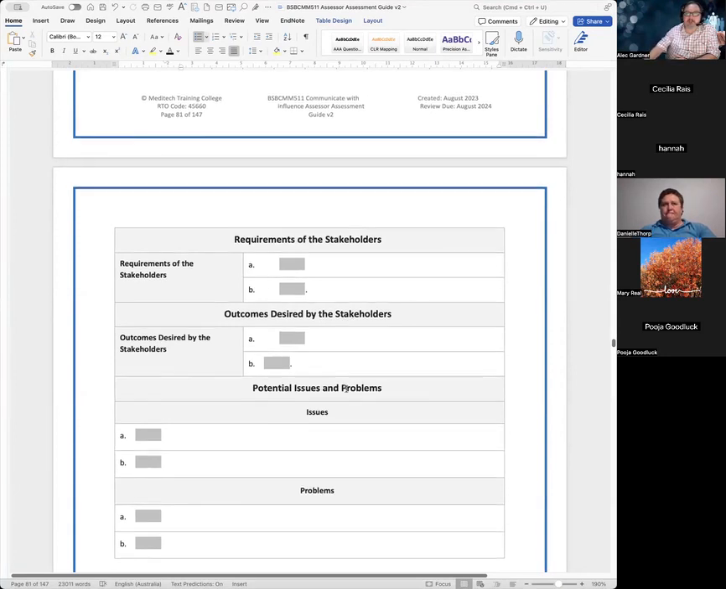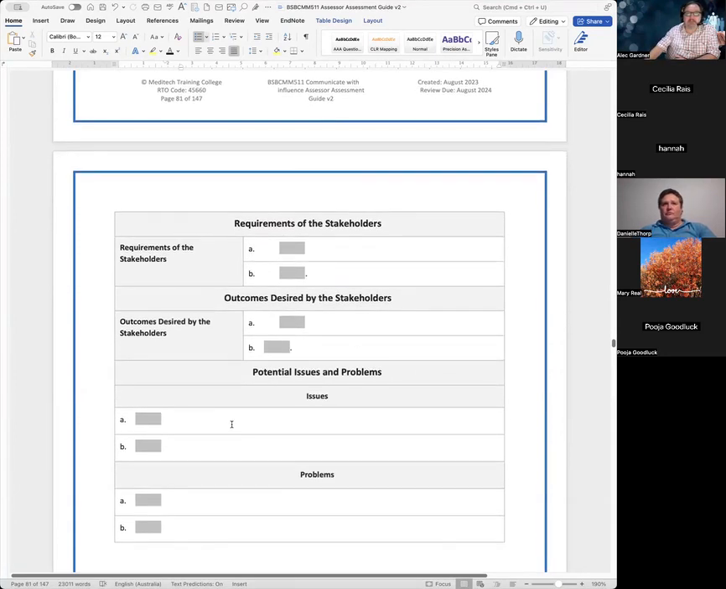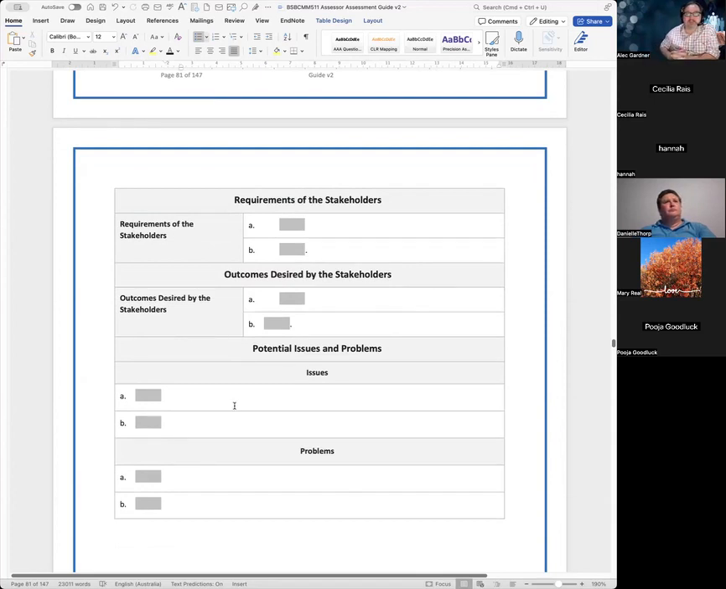Potential issues and problems. We've got to be careful working with seniors like me in case we have heart attacks, and that you have a defib. I want to make sure that you have a defib, for people with heart conditions like me.